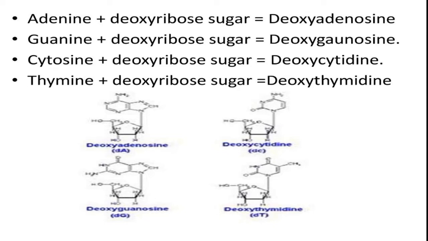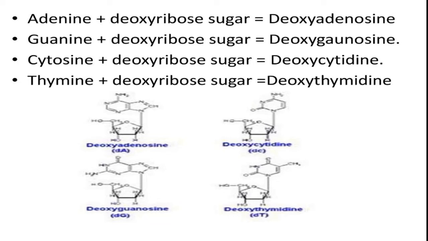Another one is guanine plus deoxy sugar. We call it deoxyguanosine. There's a spelling mistake, it should be deoxyguanosine. And the next one is cytosine plus deoxyribose sugar, deoxycytidine. And thymine and deoxyribose sugar, deoxythymidine. So we are going to see the differences between the naming, differences between deoxynucleoside and nucleotide.